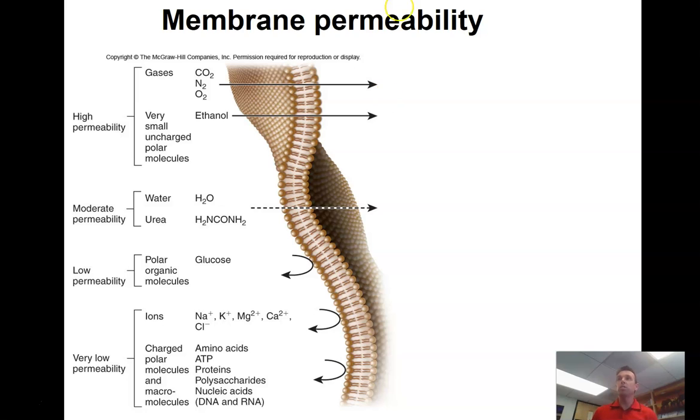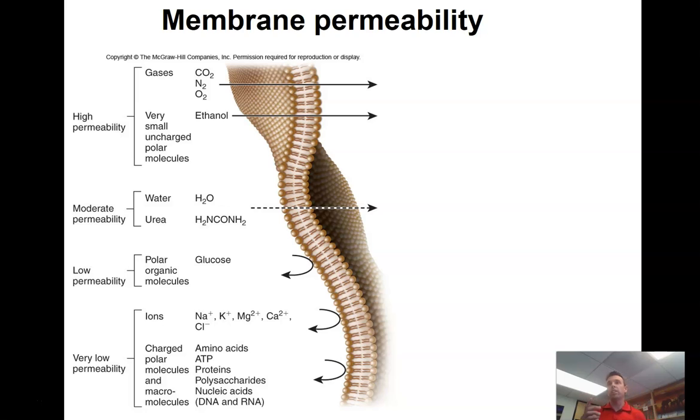Now, the other factor is size. Anything smaller is going to be able to make its way through this membrane much easier than anything larger, right? So if you have a big thing of Jell-O, for example, and you throw something small at it, it's going to penetrate easier than if you throw something huge at it. So huge is not going to get through quite as easily. But for the most part, polarity is more important.